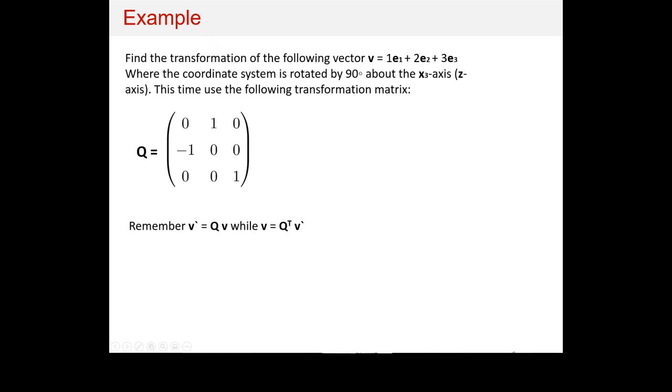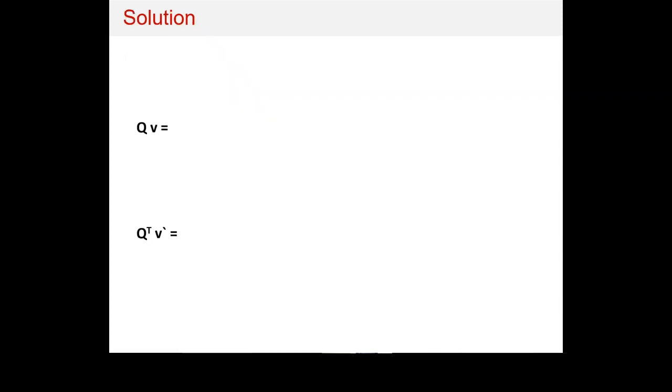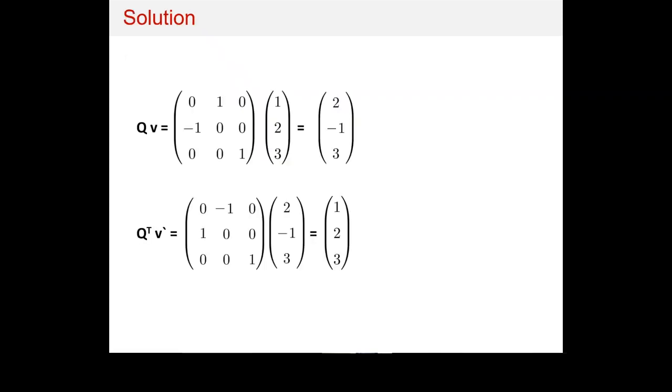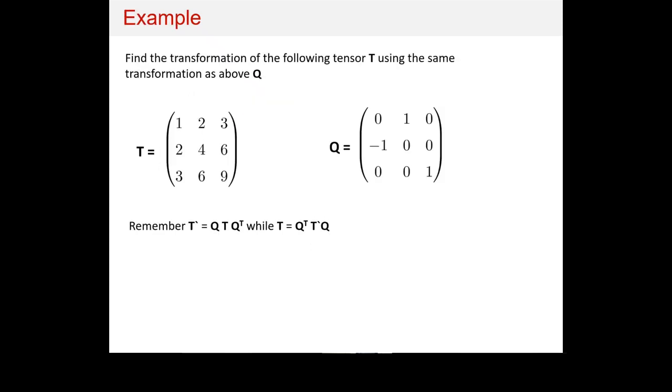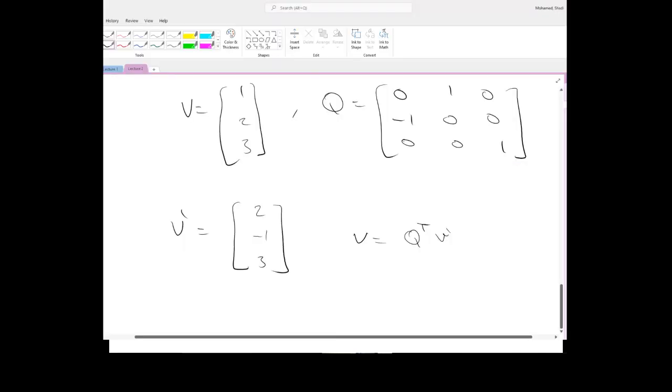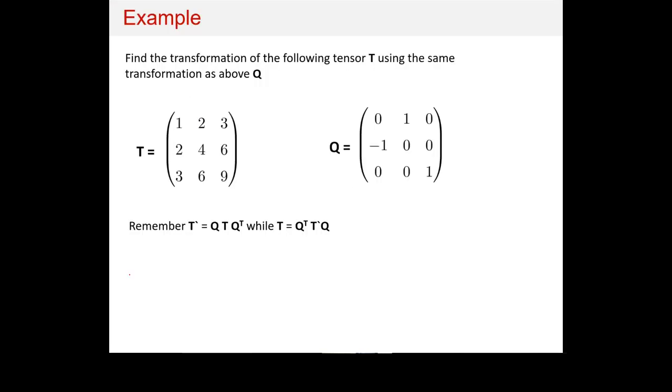All right, see, you can try the transformation backward and forward. You always get back what you have started with. Now I want you to do this example. This was a transformation of a vector. Now is a transformation of a tensor. We're going to use exactly the same Q, but to transform a tensor T.